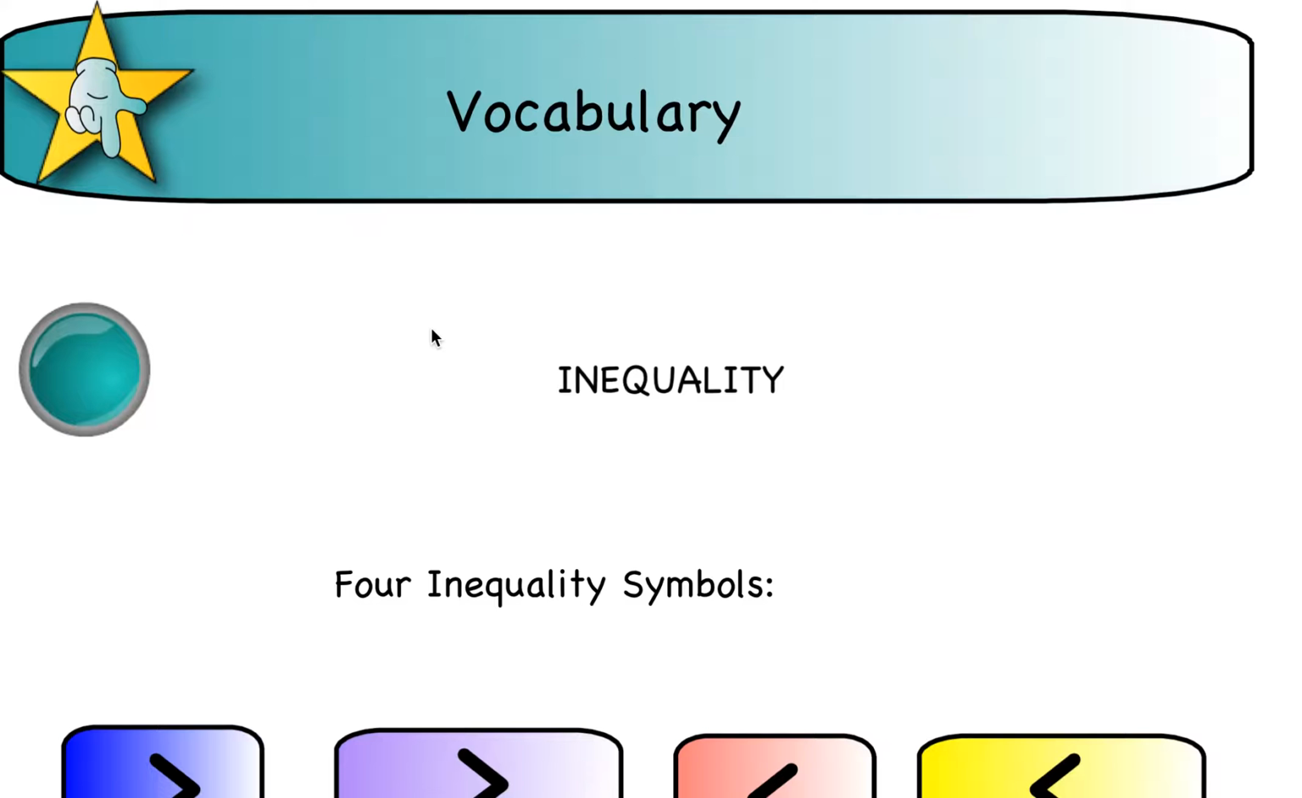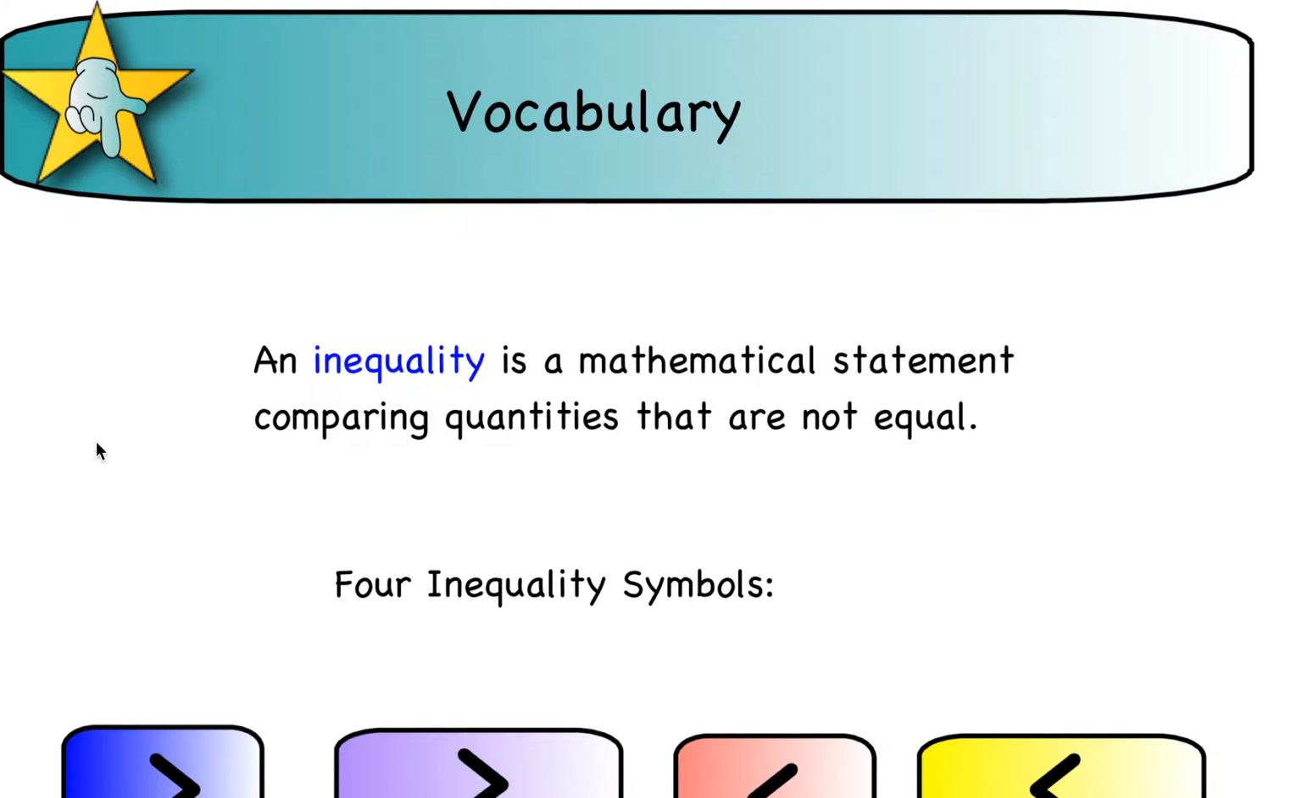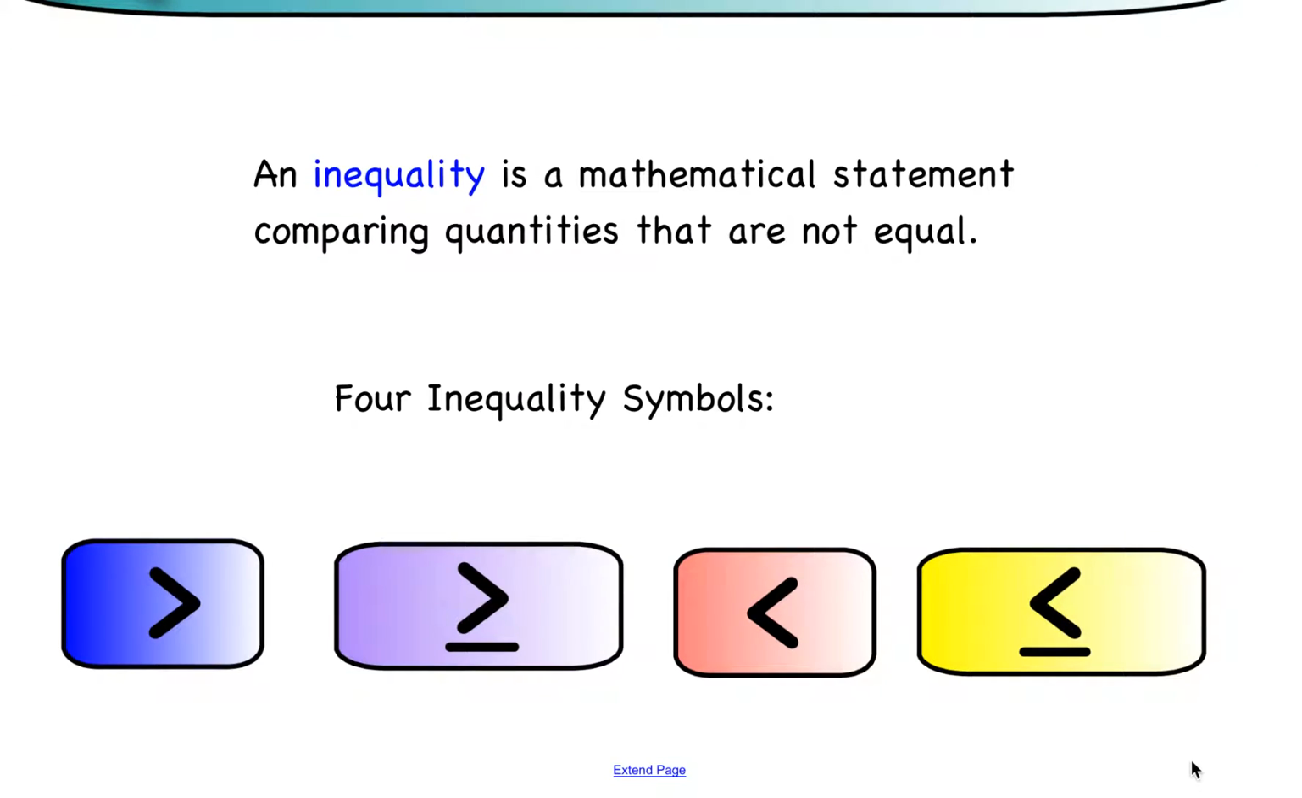Well, welcome to Lesson 10 on solving and graphing inequalities. We're going to start this lesson with just a basic review of what an inequality is and what inequality symbols look like. And to start with, an inequality is just a mathematical statement that compares quantities that are not equal. So you will commonly see four different inequality symbols, and those are listed for you here.